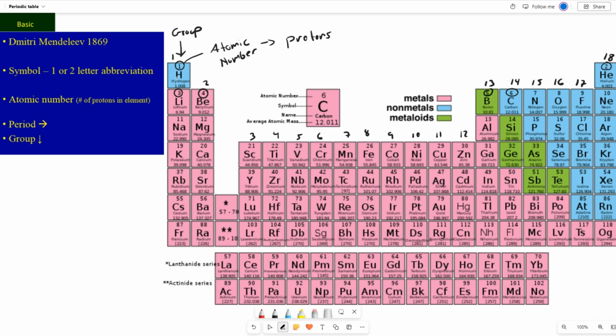Then the fifth element, sixth, seventh, eighth, and ninth, none of them had similar properties to anything, so they kind of got their own group. But the 10th element, neon, had very similar properties to helium. So he put neon underneath helium, and those two were in group 18. Then if you went on to element number 11, sodium had similar properties to hydrogen and lithium. So they went in the same group as lithium and hydrogen. So sodium, lithium, and hydrogen were all in the same group.